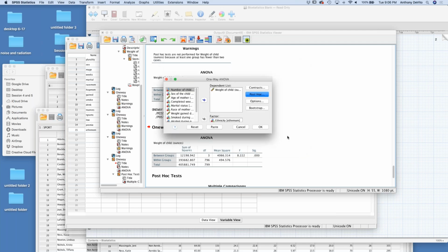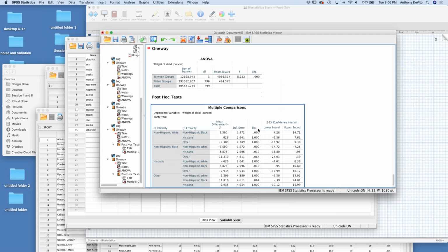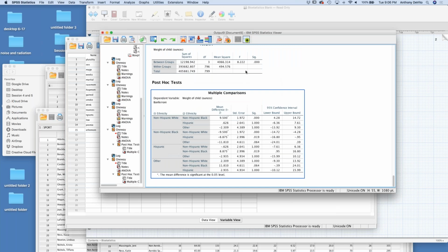So I'm going to click continue and OK and have it run the post hoc test as well. It repeats the analysis of variance with the same result, and then it comes up with our comparison. Each one of these boxes compares whites to blacks, and the significance is 0.000. Our null hypothesis is that they're equal. The significance being less than 0.05 allows us to reject that null hypothesis and say the mean birth weight for whites is different from the mean birth weight for blacks.